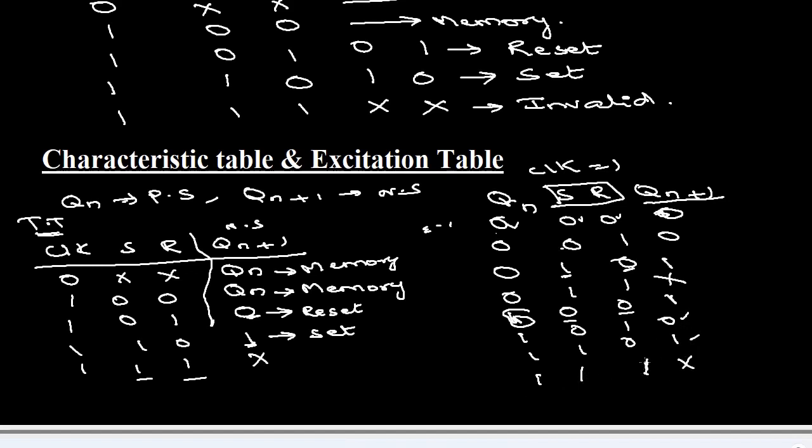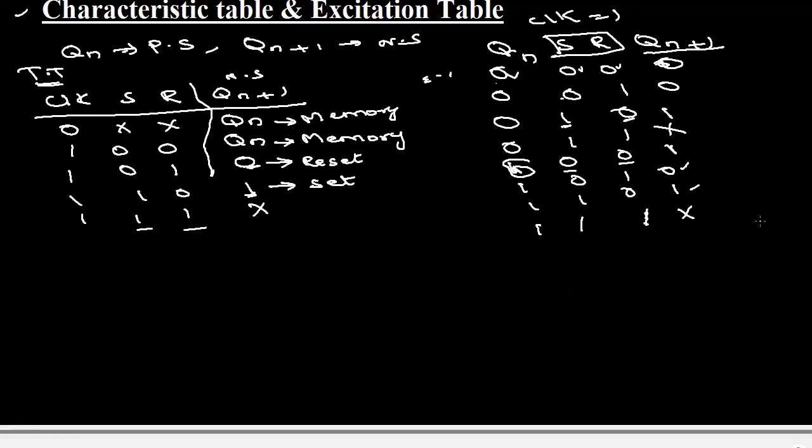This is the characteristic table for the SR flip-flop. The use of the characteristic table and excitation table is that we are converting one flip-flop to another flip-flop. For that, we use this characteristic equation and characteristic table. Now, by using this characteristic table, I am writing the excitation table. Now see here. Next one is the excitation table.